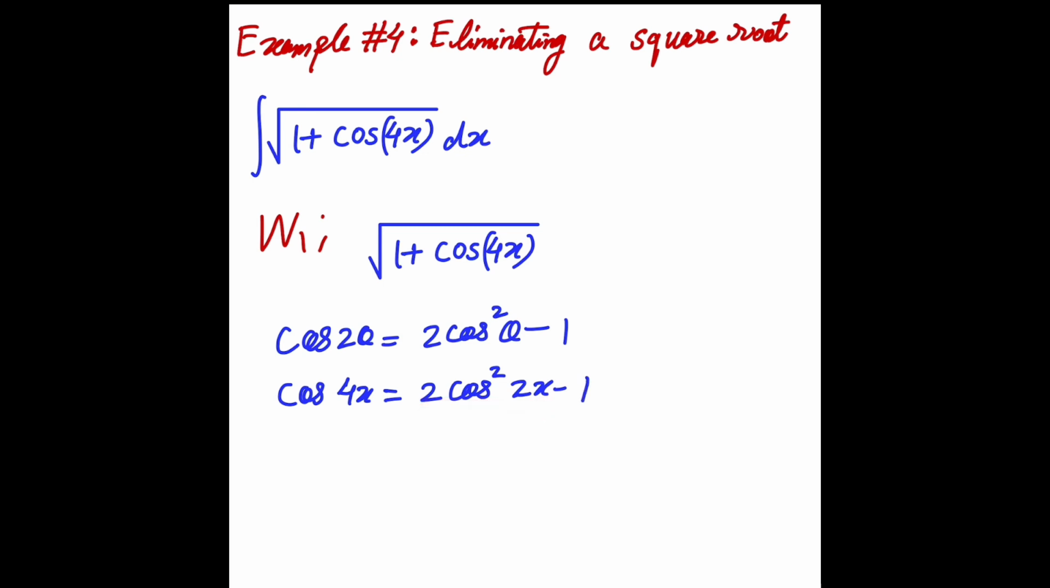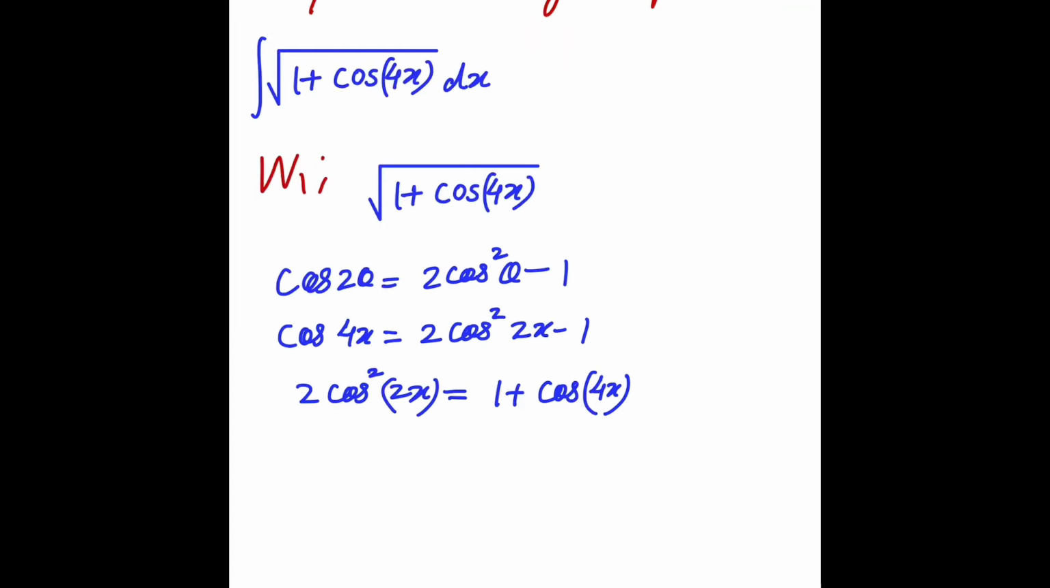Notice that if we make this the subject of the equation, we get the original expression under root. So let's make 2 cos square 2x the subject of the equation. So 2 cos square 2x equals 1 plus cos 4x. Now let's go back to our original expression and substitute 2 cos squared 2x here.